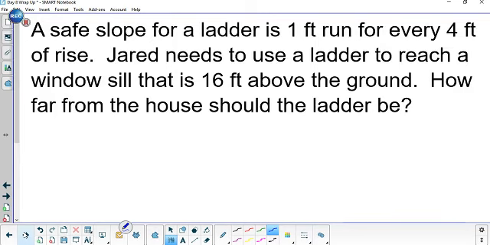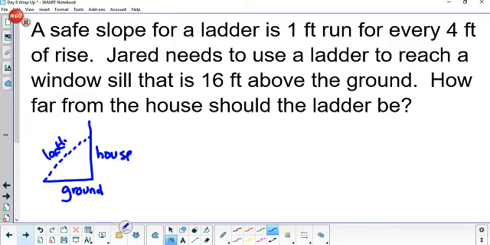A safe slope for a ladder is 1 foot of run for every 4 feet of rise. Jared needs to use a ladder to reach a windowsill that is 16 feet above the ground. How far from the house should the ladder be? So we got a house, we got a ladder, so here's the house, here's the ground, here's the ladder. The windowsill is 16 feet above the ground. We want to know what is a safe distance for the bottom of the ladder to be from the house.